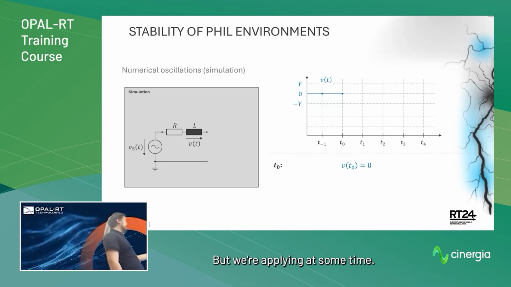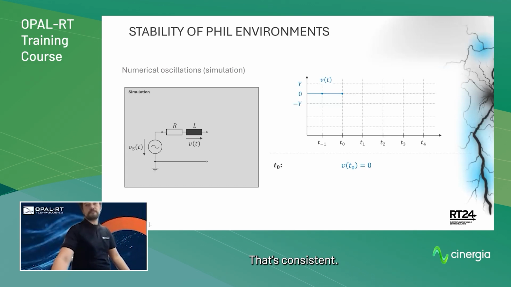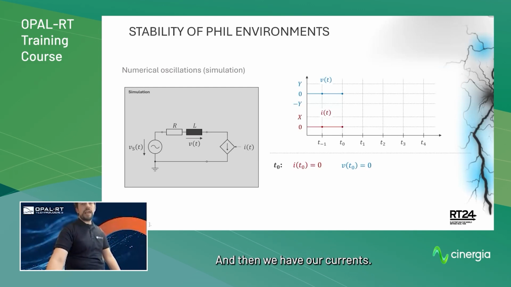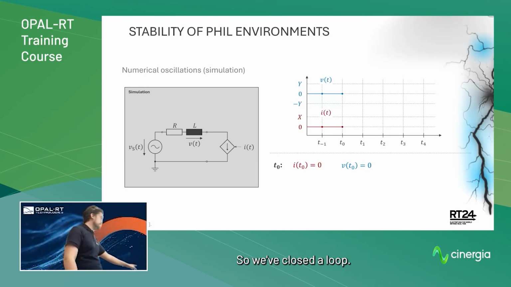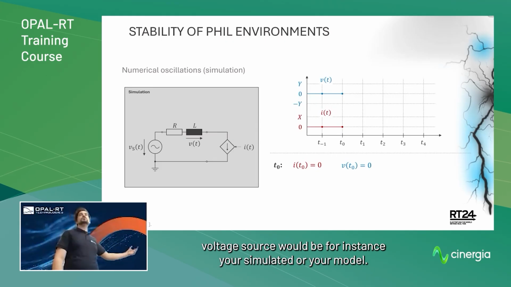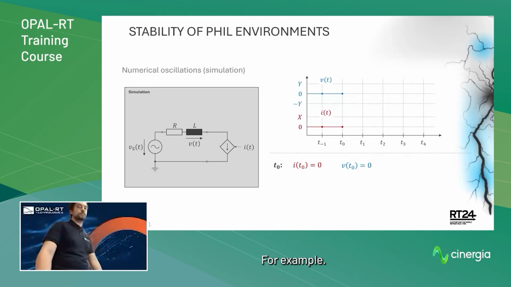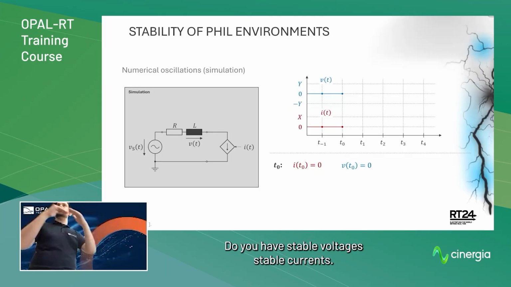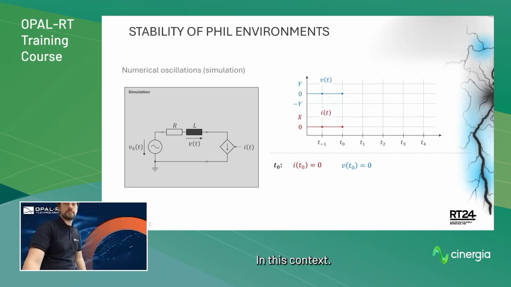But we're applying, at some time, a voltage at time 0 that's consistent. And then we have our current. So we've closed the loop. This current source would be, for instance, your load, and this voltage source would be, for instance, your simulated or modeled example. So you have stable voltages and stable currents in this context.